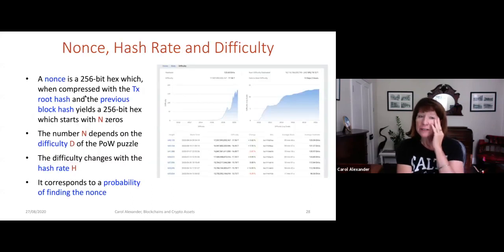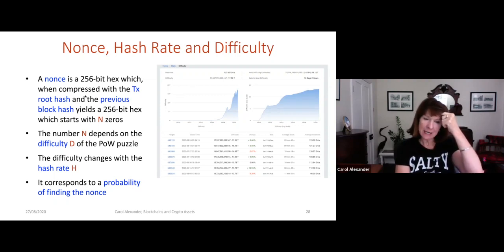So a nonce is a 256-bit hex, okay, 64 hex numbers, which when hashed with the transaction root hash and the previous block hash, gives another 256-bit hex, of course, but it has to start with n zeros. And the number n depends on the difficulty of the proof of work puzzle, which we're going to call D in the next slide.